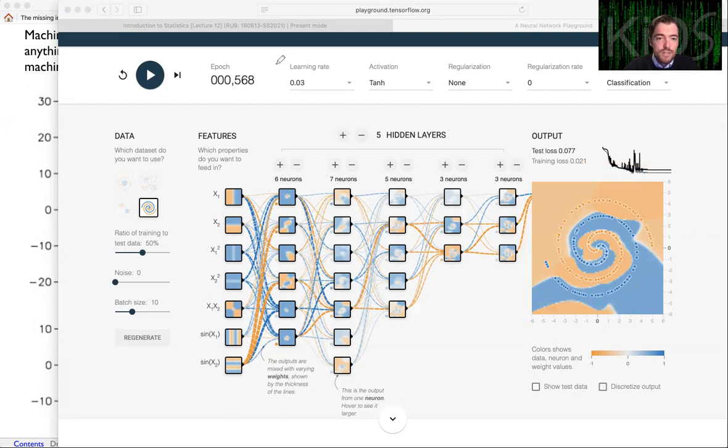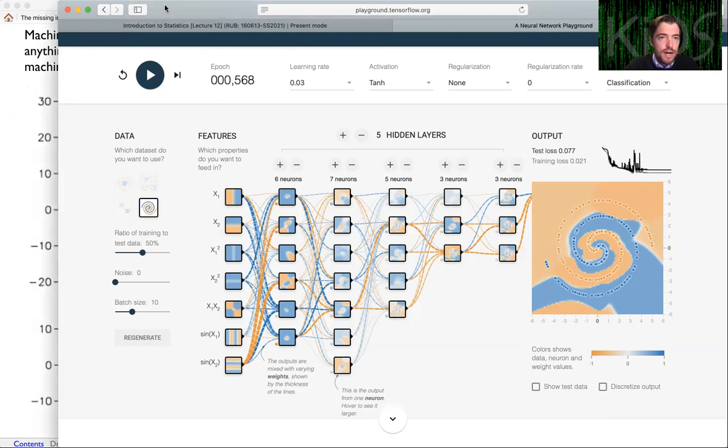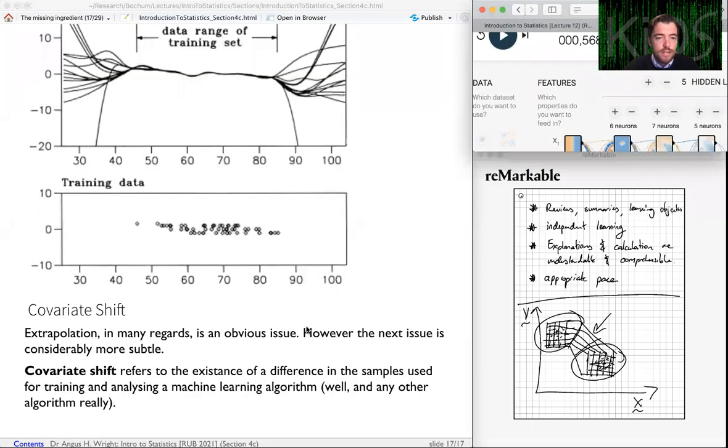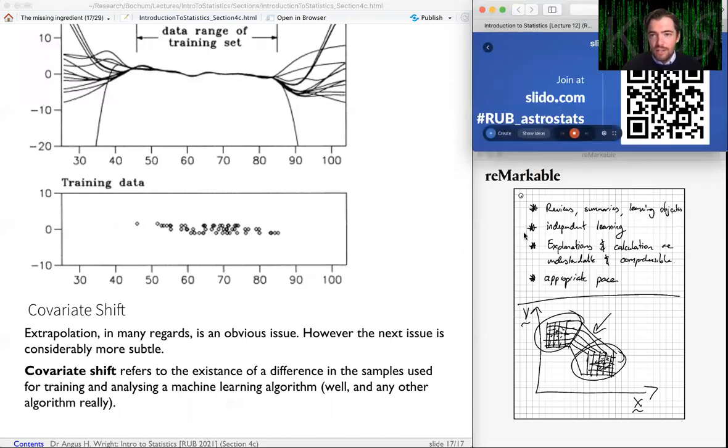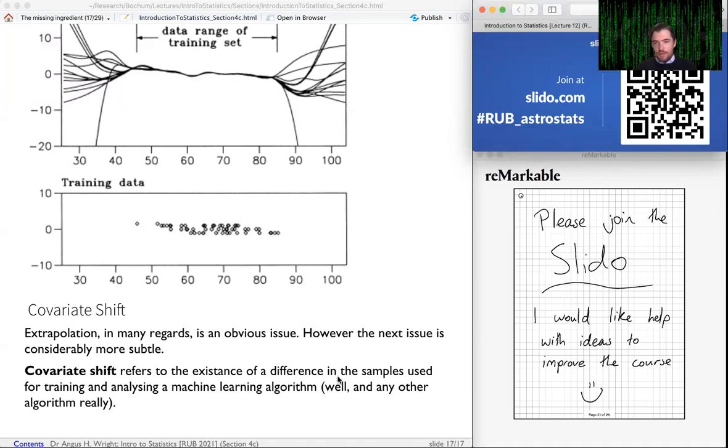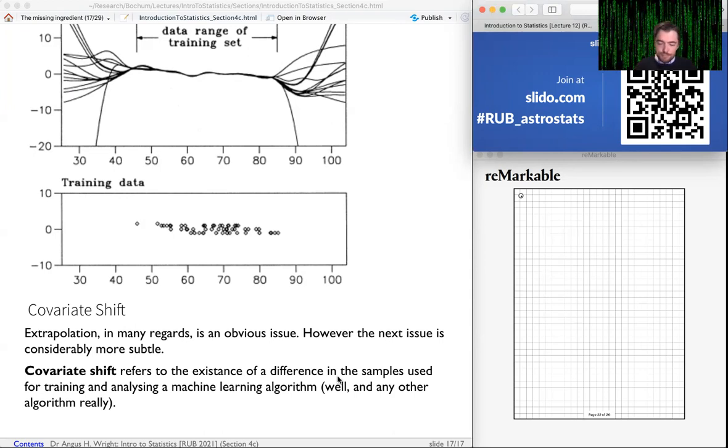The next thing is a slightly more subtle thing, and that's to do with what's called covariate shift. And this is what we're going to finish on today. Covariate shift is the existence of a fundamental difference between the data set that you are using to train and the data set that you are using to evaluate or test your network. What does that mean? Well, let's go to my little notepad here and I can show you what that means.